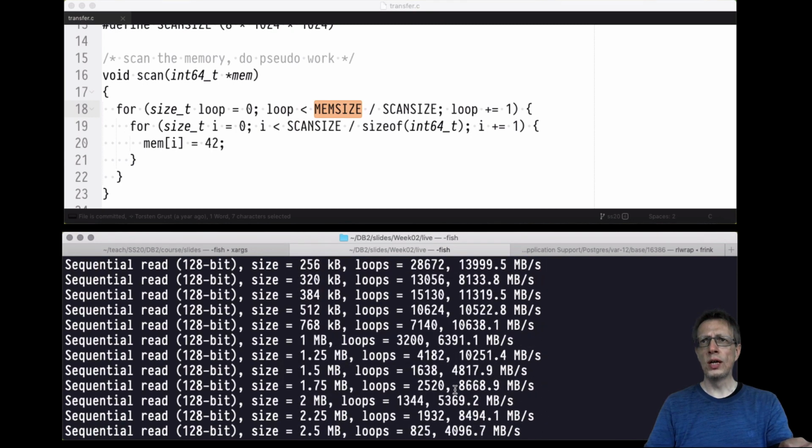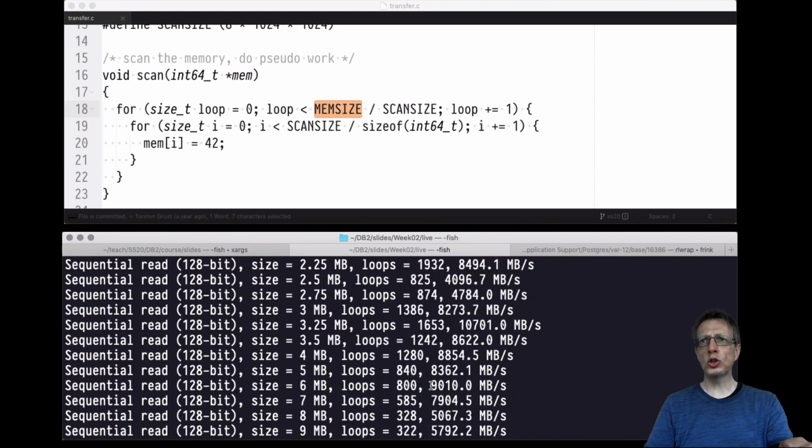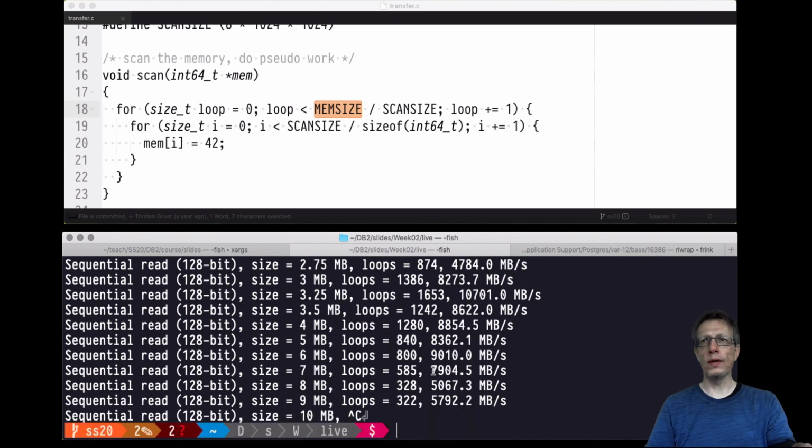And if we move out of the L3 cache and into actual DRAM, we see read and write rates of 8 or 9 gigabytes per second. Given that I'm currently recording video here, it's actually not too bad. So this is comparable to the transfer rates that we have been measuring with our transfer.c program. Okay.